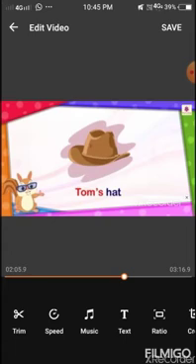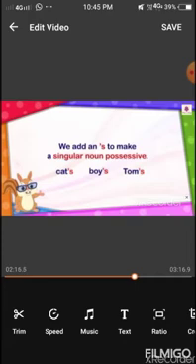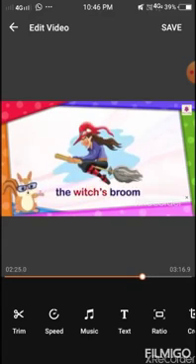Certain rules are followed to form possessive nouns. For example, we add an apostrophe S to make a singular noun possessive. The witch's broom.